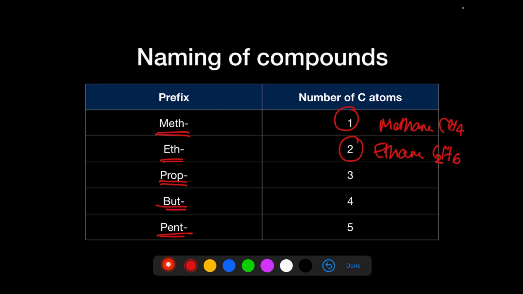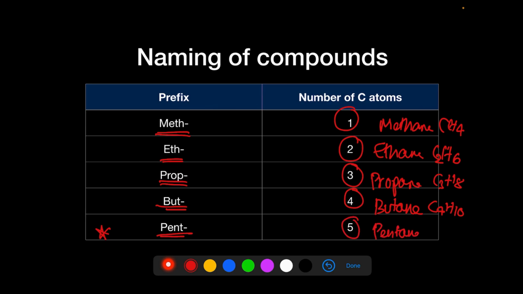Then we have prop, which means three carbon atoms. So propane is C3H8. And then we have but, which means four carbon atoms. One example is butane, which is C4H10. Then this is not in syllabus really, but we have pent. Pent means 5 carbon atoms, and we have pentane, which is C5H12.